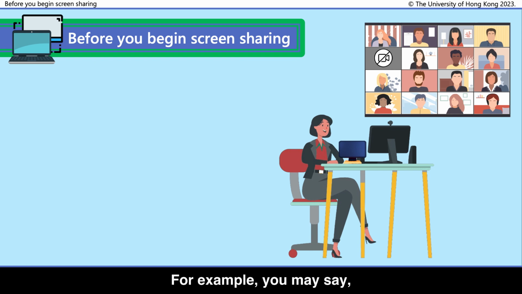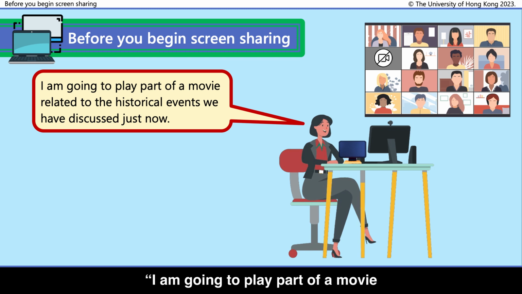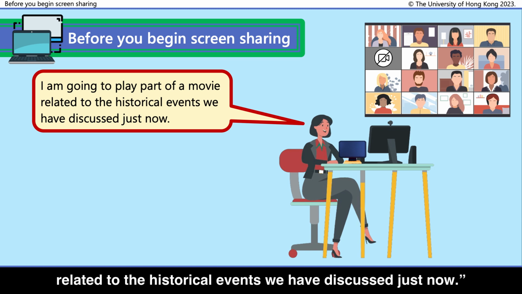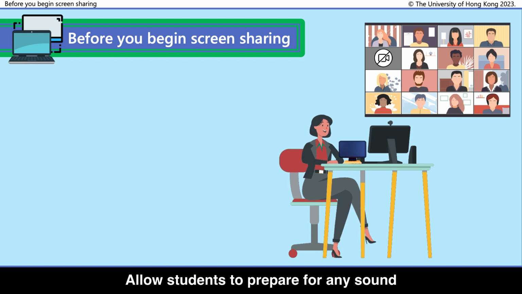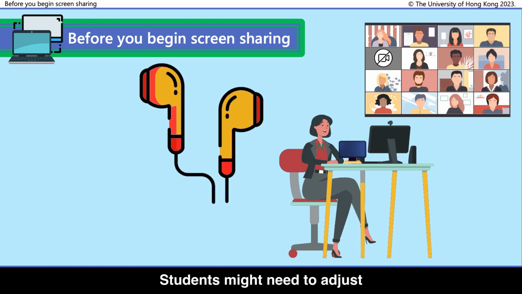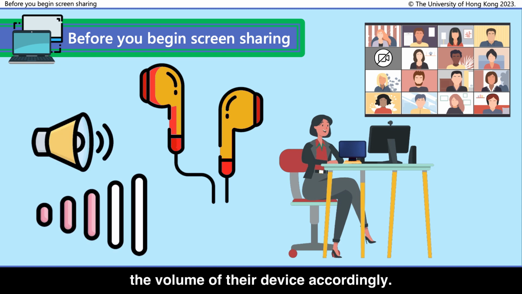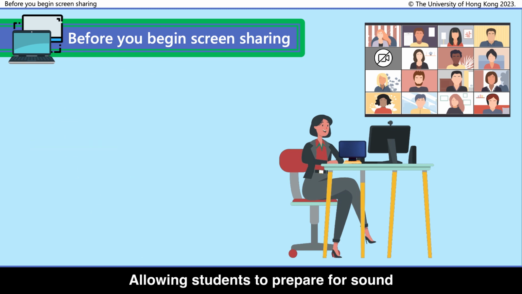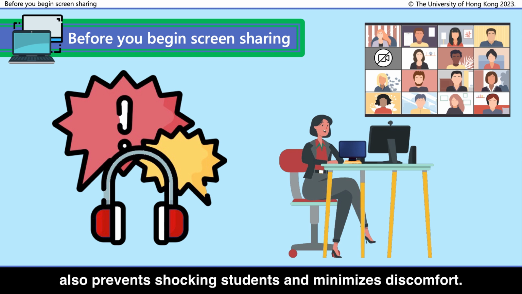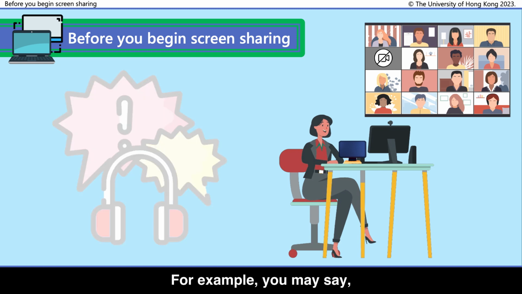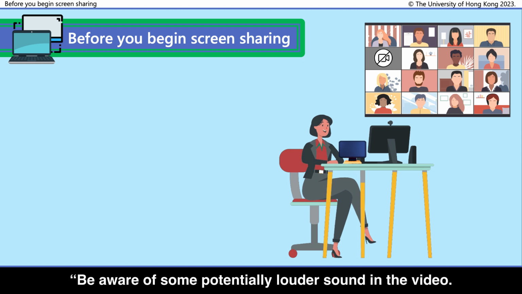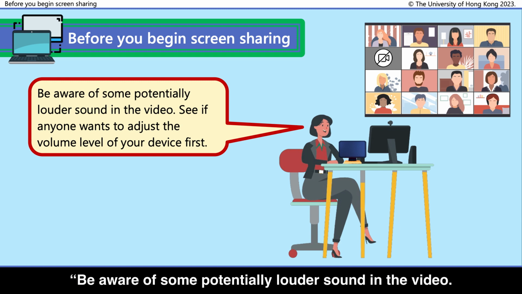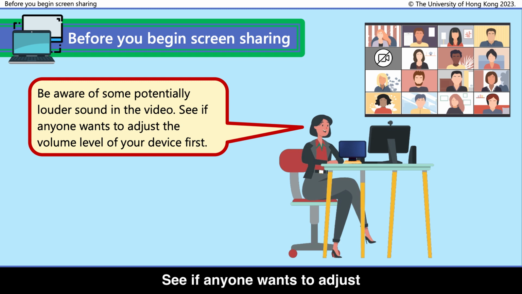For example, you may say, "I am going to play part of a movie related to the historical events we have discussed just now." Allow students to prepare for any sound coming from the shared content. Students might need to adjust the volume of their device accordingly. Allowing students to prepare for sound also prevents shocking students and minimizes discomfort. For example, you may say, "Be aware of some potentially louder sound in the video. See if anyone wants to adjust the volume level of your device first."